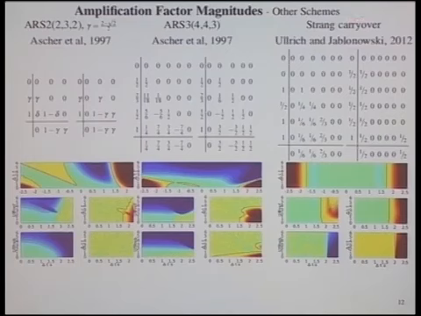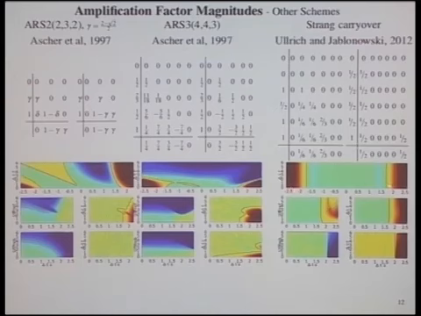The Strang carryover scheme of Ulrich and Jablonowski is very symmetric because it uses Strang splitting. So when you do linear analysis and analyse linear waves, the implicit and explicit solutions don't interfere with each other. So you've got the explicit stability in this direction and the implicit stability in this direction. It looks lovely. And it's also fine in UF-pref and UF-preb.